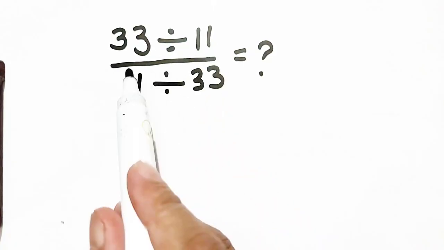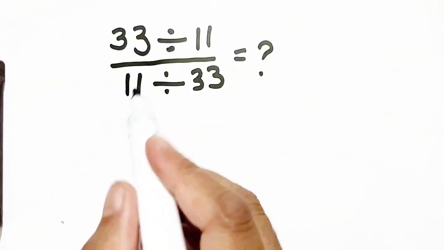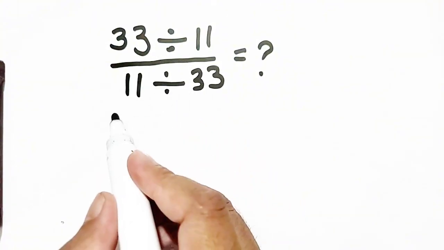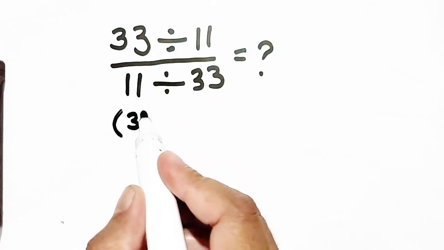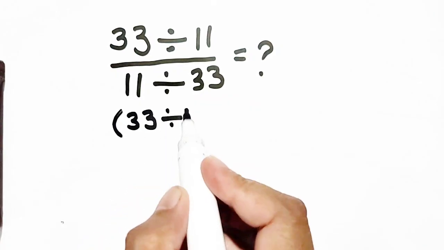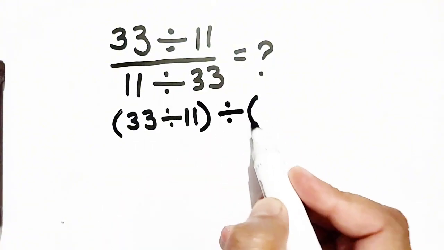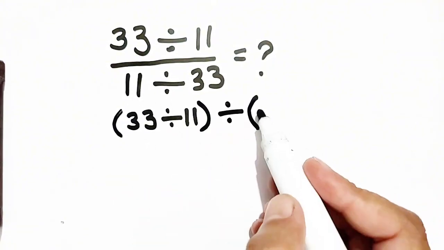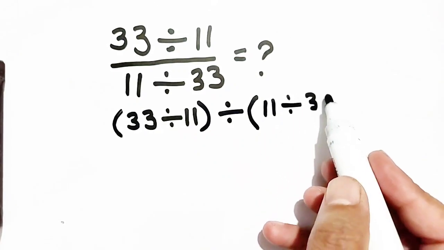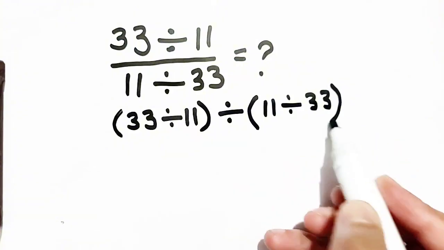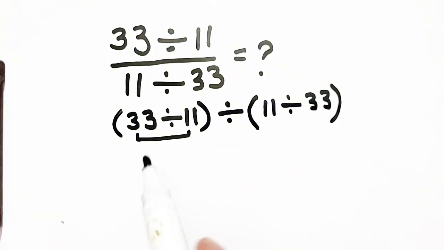33 divided by 11 over 11 by 33. We have to make two parentheses. The first parentheses will have 33 divided by 11, divided by the second parenthesis, which will have 11 divided by 33. Okay? It is a simple division.